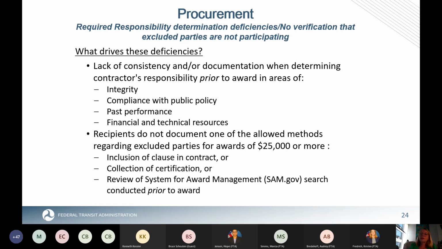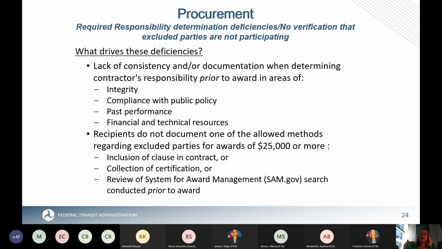So you do have 3 options as the answer to the question. You can pick one or more of these options, but you have to choose one. The first is the inclusion of a clause in the contract that lets contractors know they cannot be awarded if they're suspended or debarred. The second is the collection of a certification attesting to the same thing. Or the third, which is actually the preferred method for FTA and the one they wish you would use, which is actually checking sam.gov prior to award for any of those excluded parties.